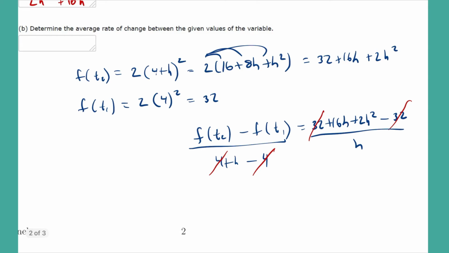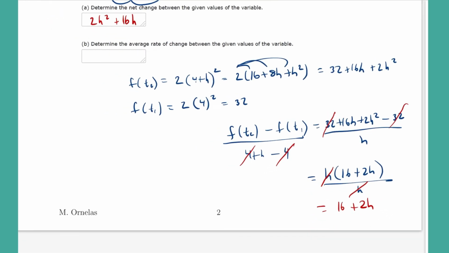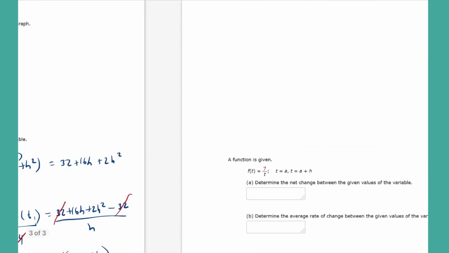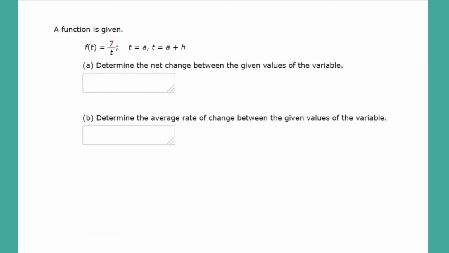And actually we can simplify a little. If you factor out an h from the numerator, you'll get 16 plus 2h divided by h. And as you can see, the h's cancel. So our final answer is 16 plus 2h for the average rate of change. I'll call that 2h plus 16, but it doesn't matter. You can put the 16 first if you'd like.